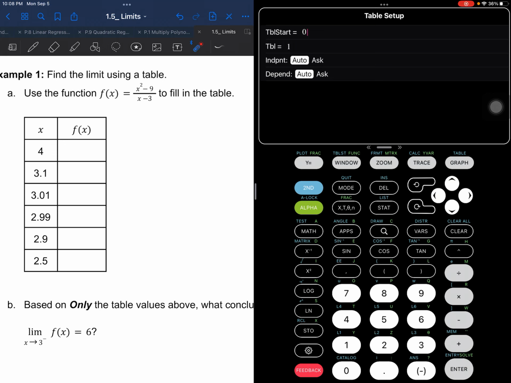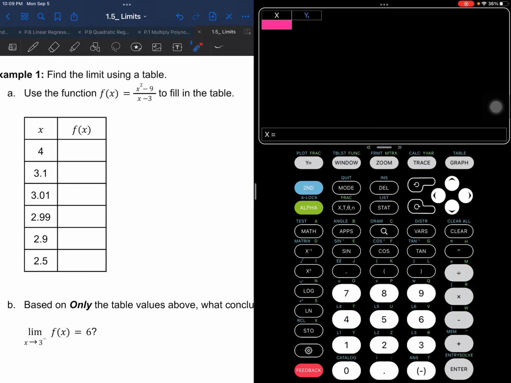If you notice, if we move down where it says the independent is automatically generated, instead of having it done automatically by the calculator, we want to ask the calculator what numbers to plug in. So we're going to press enter, and now it's highlighted with ask. The dependent should be auto, and now we can go back to the table. Second, and then graph, so we can get the table. Now you notice the table is not filled anymore, and that's because we're going to fill it up.